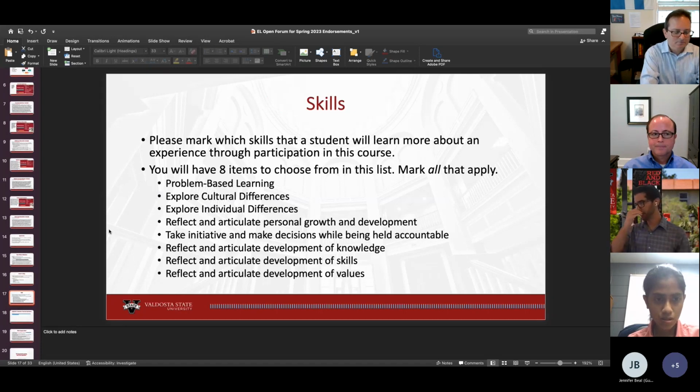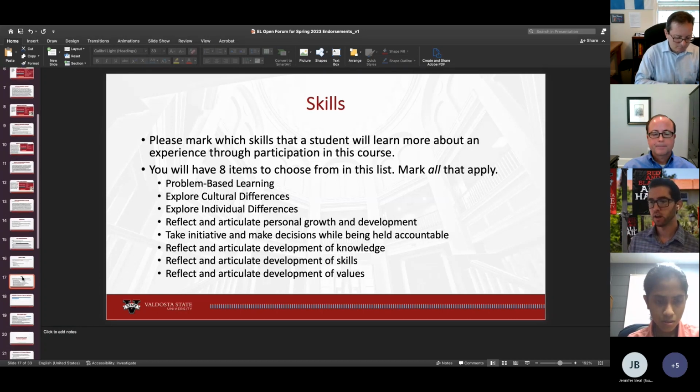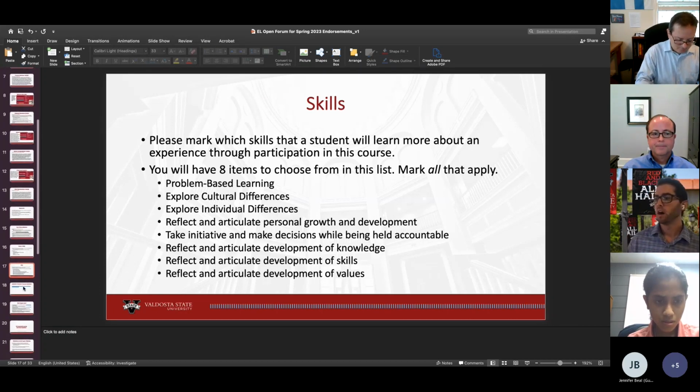Another item the application is going to ask you about is the skills that you believe your students might learn as a result of participation in your experiential learning course activity. You just check which ones you believe apply. It's just a quick checkbox system that will be on the application right there for you.